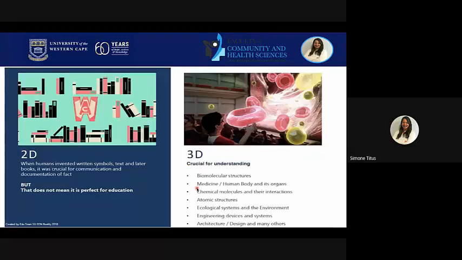So when we look at, for example, Classroom 1.0, text, symbols, and books were crucial forms of communication, and it doesn't mean that these are no longer important. They are, but neuroscience research is also showing us at the moment that 3D imaging, or the use of three-dimensional objects, is crucial for understanding things like the human body and its organs, molecular structures, and other design artifacts.